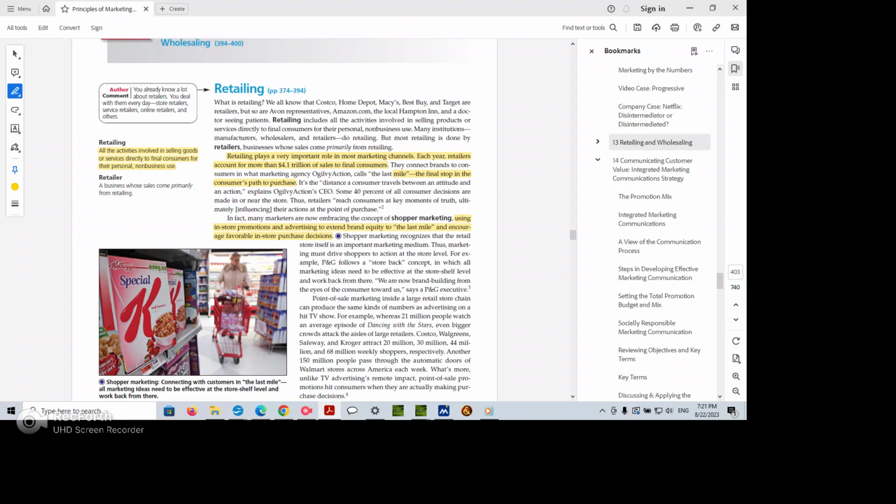Now, shopper marketing recognizes the retail store itself as an important marketing medium. See, between the consumer and the wholesaler, you have the retailer. But as far as how the consumer buys, they buy directly from the retailer. You understand what I'm saying? Thus, marketing must drive shoppers to action at the store level, meaning that's where consumers buy at the store.